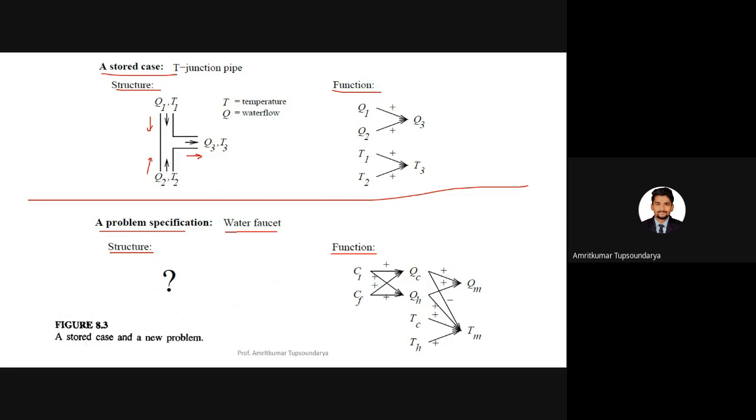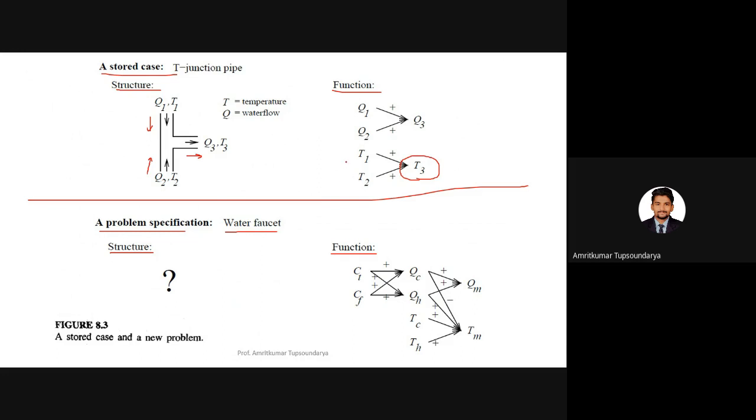right? So the function, as you can see on the right hand side of the figure, for both the water flow as well as the temperature, is the mixture or the summation of the water flow from both sides, that is q1 and q2, right? And the new output that we got here is q3. Similarly, the temperature that we will be getting, that is T3, is nothing but the summation of the first temperature, T1, and the second temperature, T2.